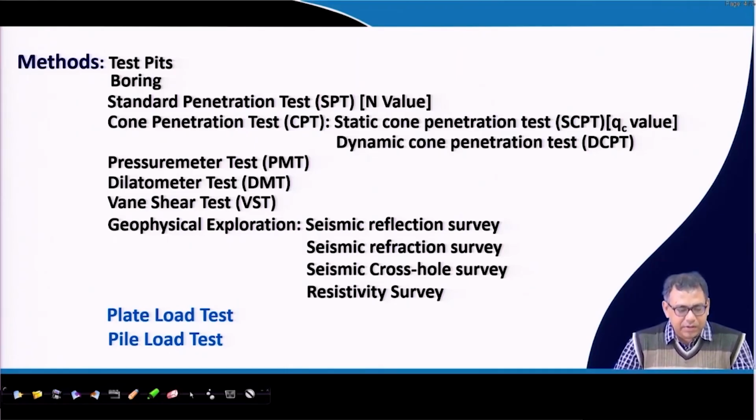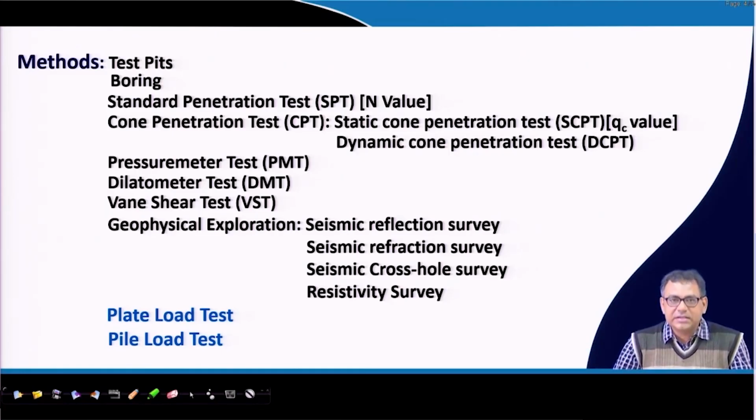So, these methods are test pits, boring, then the penetration tests like the standard penetration test (SPT) or cone penetration test (CPT). Cone penetration test is of two types: one is the static cone penetration test (SCPT) and the other is the dynamic cone penetration test (DCPT). Then the pressure meter test, dilatometer test, vane shear test, and different geophysical exploration methods like seismic reflection survey, seismic refraction survey, seismic crosshole survey and resistivity survey.